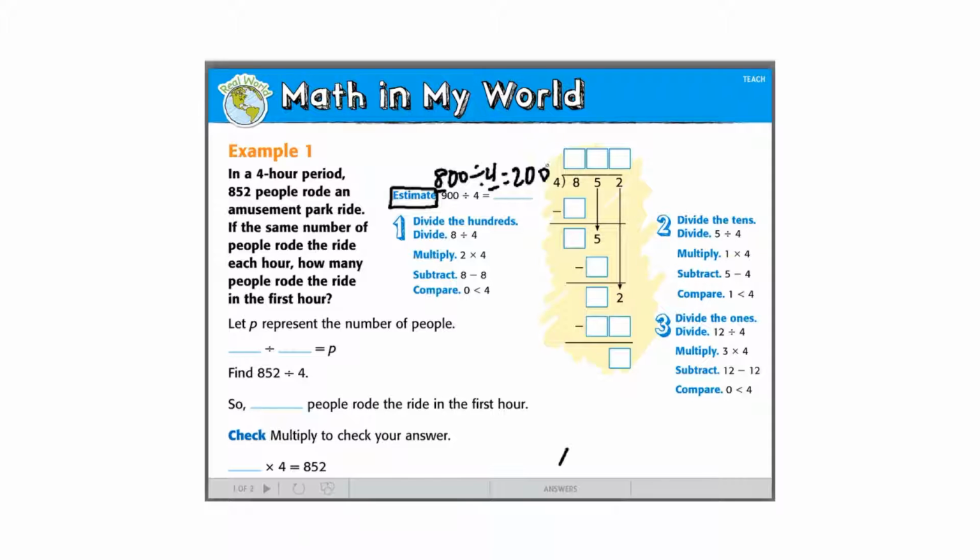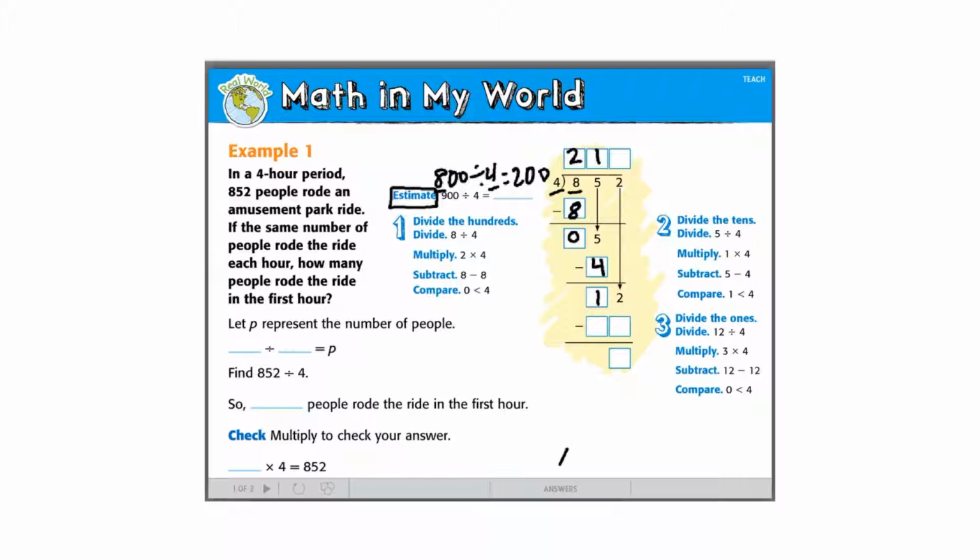So step number 1 is to divide 4 into 8, which goes twice. 2 times 4 is 8. Subtract, you get 0. They've already brought the 5 down for you. 4 fits into 5 once. 1 times 4 is 4. Subtract 5 minus 4 and you get 1.